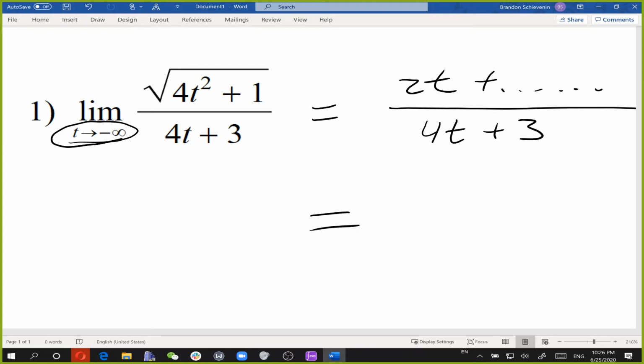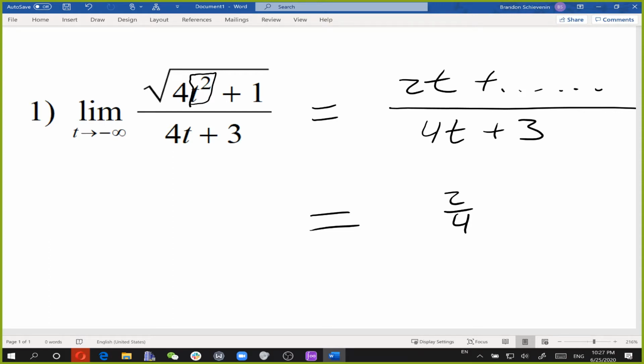So right now, because our growth rates are the same, when you take the square root of 4t squared, we end up with 2t. I will approach the fraction of my coefficients. So for this one, I should be approaching 2 over 4, which is 1/2. But I do need to worry about what's happening with my sign. And that's because when you plug in a negative infinity into this t squared, that negative will become a positive, right? Then we took the square root of a positive number, it would still be a positive.